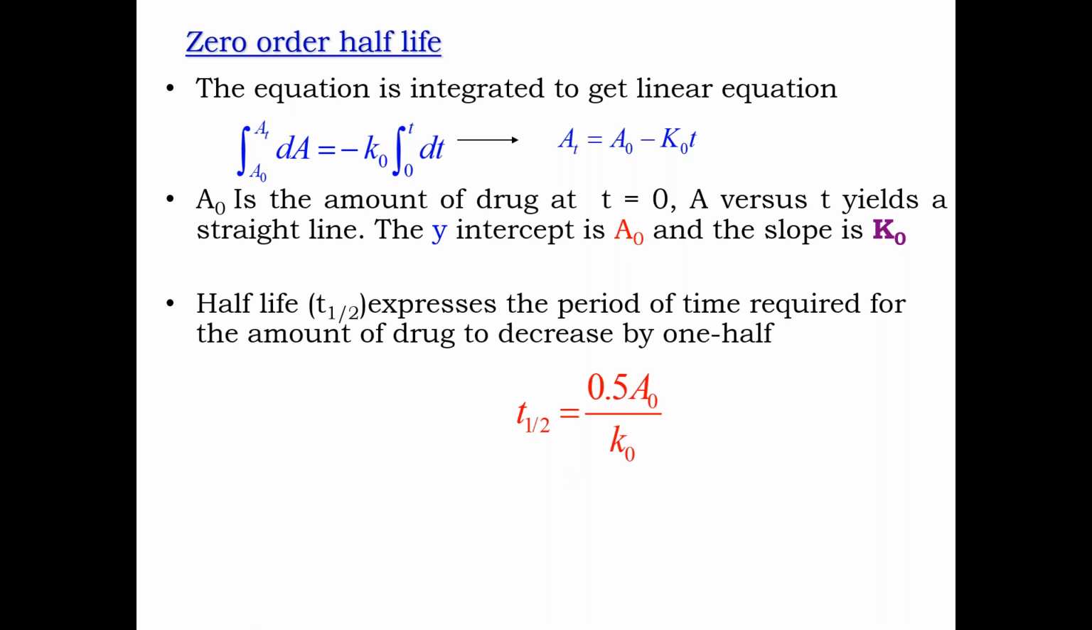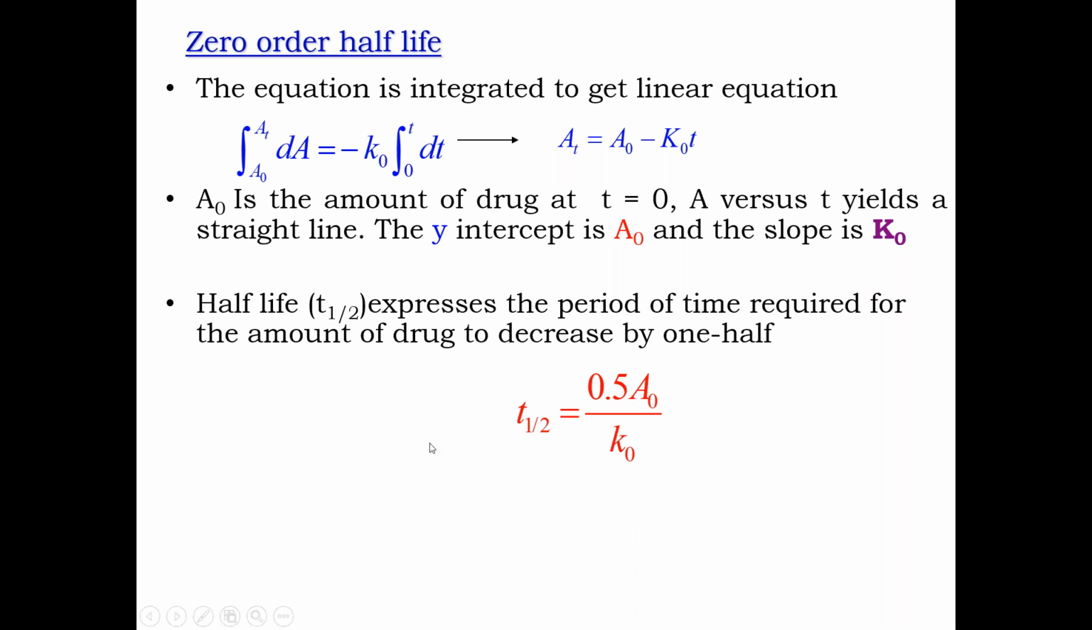So t half in case of zero order kinetics is 0.5 into A naught divided by K naught. This you have to remember because the t half equation will change when we go to first order kinetics. So according to zero order kinetics, t half is equal to 0.5 into A naught by K naught. Look very carefully: the t half is dependent on A naught. That indicates that the t half of the drug degradation is dependent on the initial amount of the drug. So this is the conclusion we give.